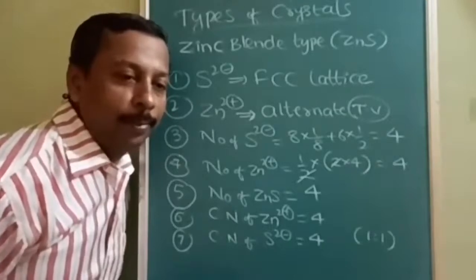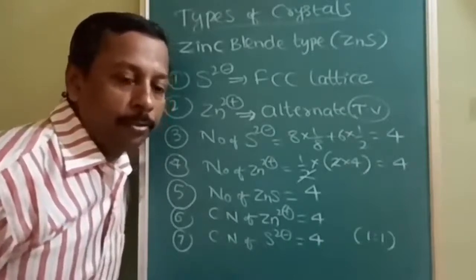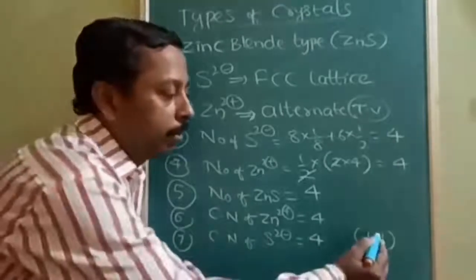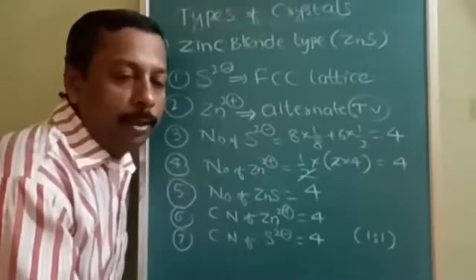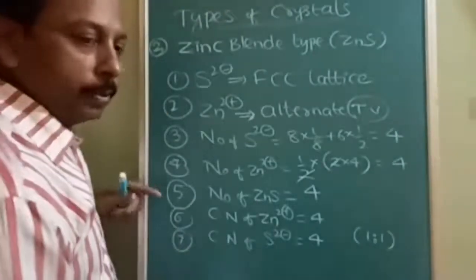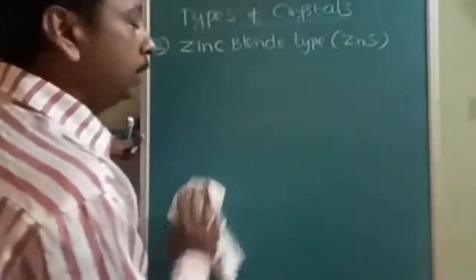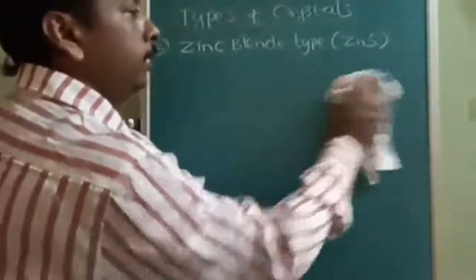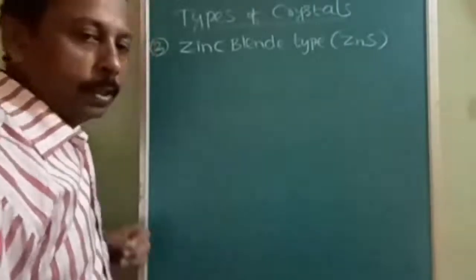Here the main problem is understanding the diagram. So I will try my level best on the board. Note down all these 7 points, then we will go for the diagrammatic explanation. Now, this zinc blende structure I am going to explain through the diagram. So all 7 points must be crystal clear to you. Let me draw the ZnS type.